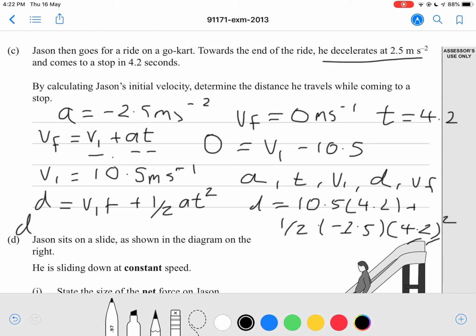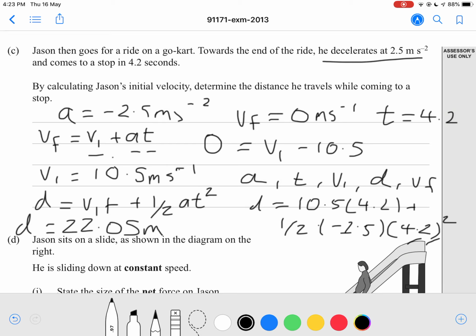Alright, so the easiest thing to do now is just plug everything into your calculator and see what you get. Remember to put brackets around your work so the calculator doesn't get confused, okay? It's very important. Okay, so now we can find out the distance is actually 22.05 meters.